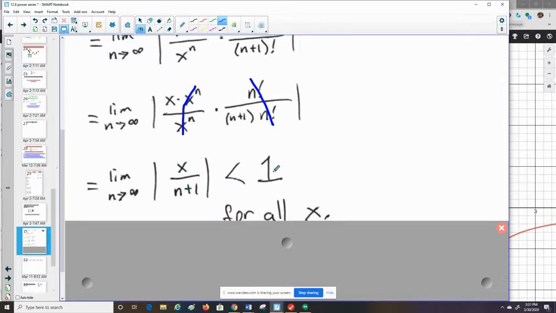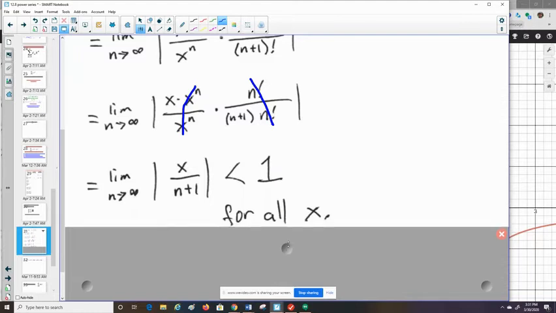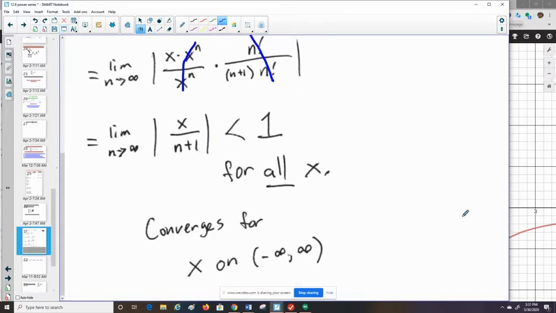My claim is that this is less than 1 for all values of x. N is going to infinity, and so this denominator is getting really, really big. And so no matter what the value of x is, even if x is 10,000, eventually that denominator is going to be bigger than whatever that value is. So you pick a number, any number for x. Eventually the denominator is going to get bigger than that, which means this fraction is eventually going to be less than 1, or at least the absolute value has to be less than 1. So what this means is that this series will converge for x on all real numbers.